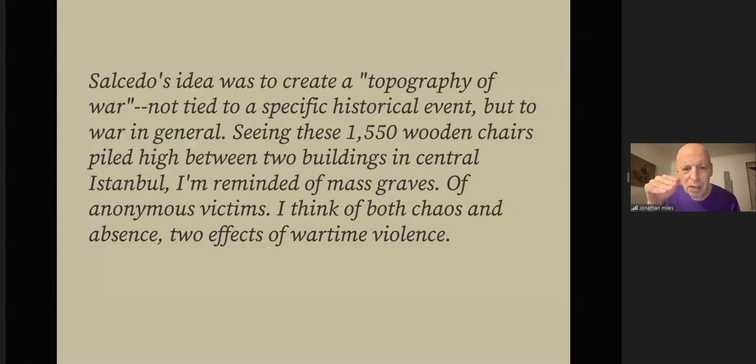It's Doris Salcedo. Salcedo's idea was to create a topography of war, not tied to a specific historical event, but to war in general. Seeing these 1,550 wooden chairs piled high between two buildings in central Istanbul, I'm reminded of mass graves, of anonymous victims. I think of both chaos and absence, two effects of wartime violence.